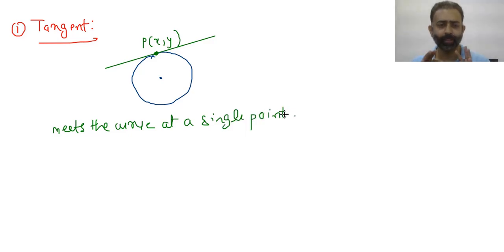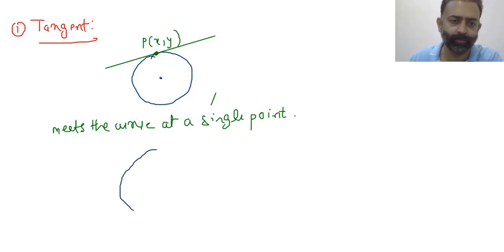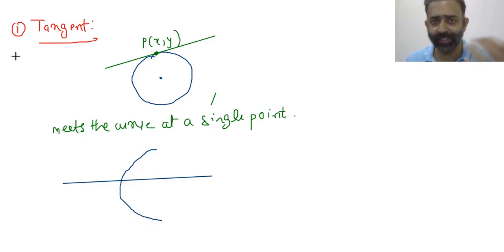Okay, but this definition is not complete or proper. Why is it not proper? Because it only applies to the special curve, which is a circle. What about other curves? For example, if I take a curve like this, and there is a straight line like this. According to our previous definition, any straight line which meets the curve at a single point, we call this a tangent.